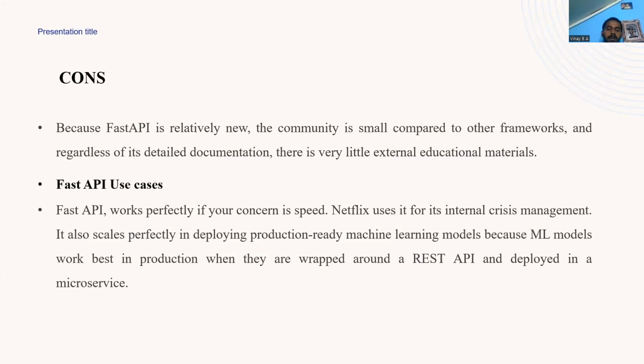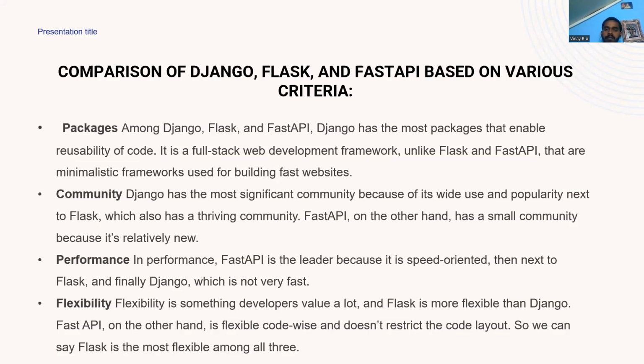Then FastAPI use cases. FastAPI works perfectly where speed is a concern; Netflix uses it for internal crisis management. It also scales up perfectly when deploying production machine learning models, because ML models work best in production with FastAPI, and you can wrap around FastAPI to deploy microservices.